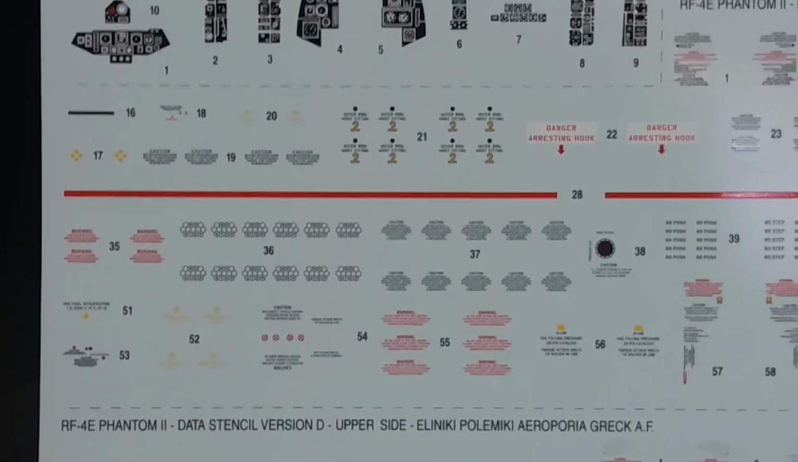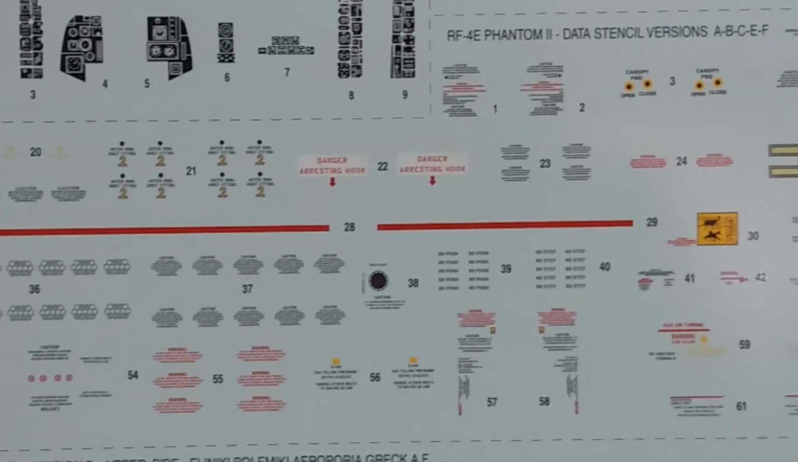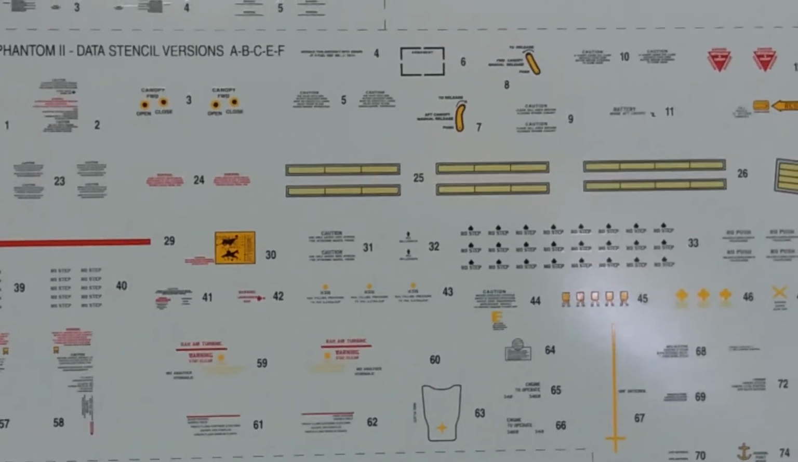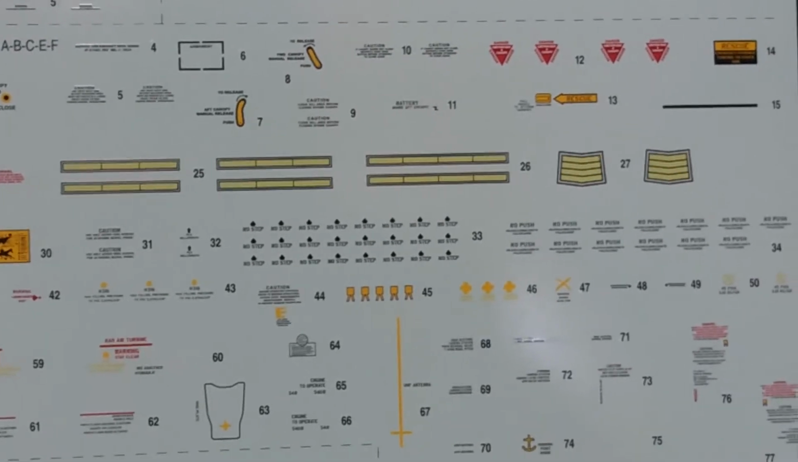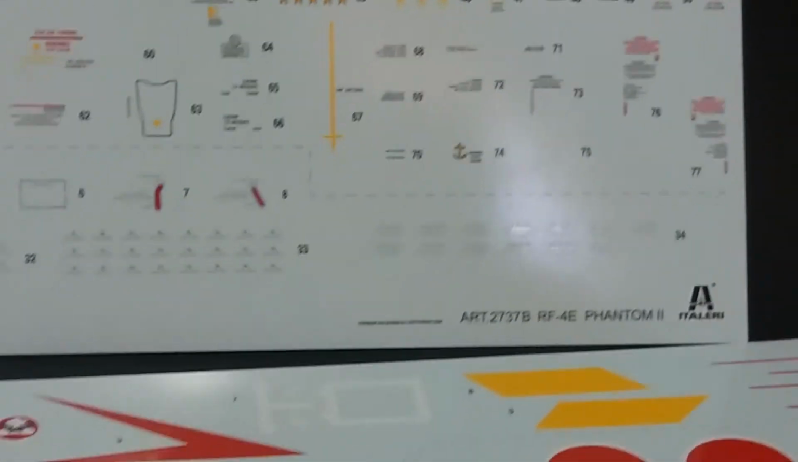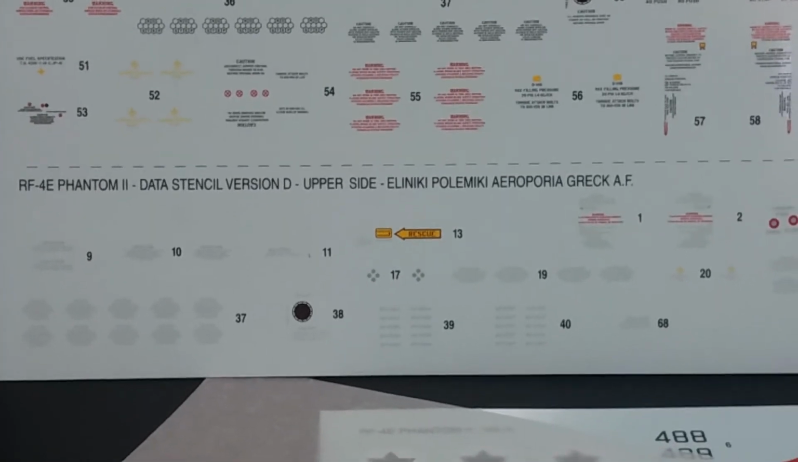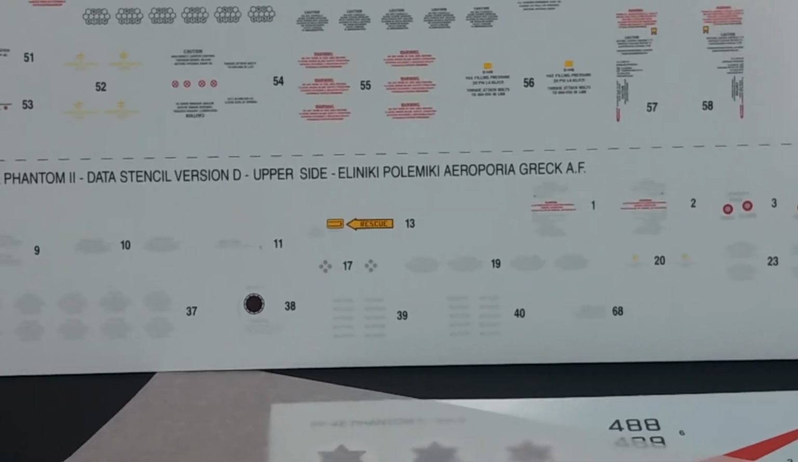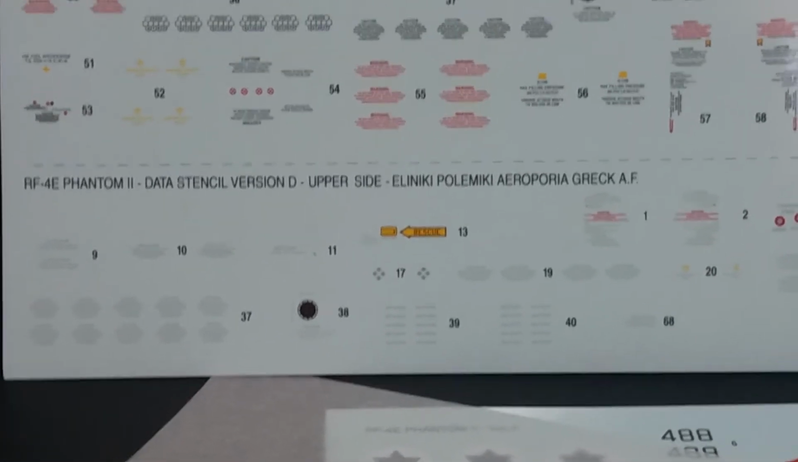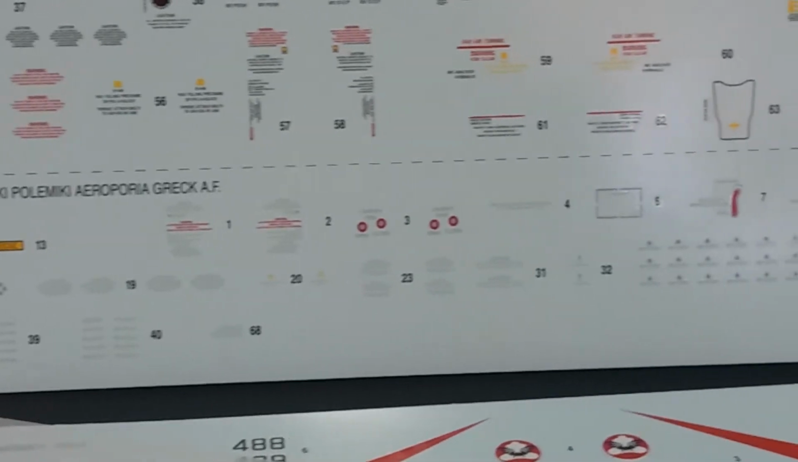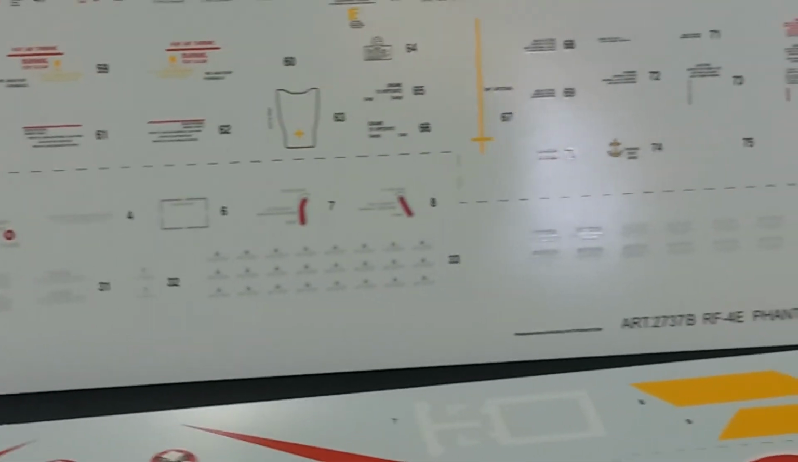Down here. Try and move as slow as I can and steady, so I don't lose focus and you guys can kind of see the decals. And then we have data stencil for version D. That would be the Greek version, I think, if I'm reading that correctly. So there's that. Quite a few decals there.